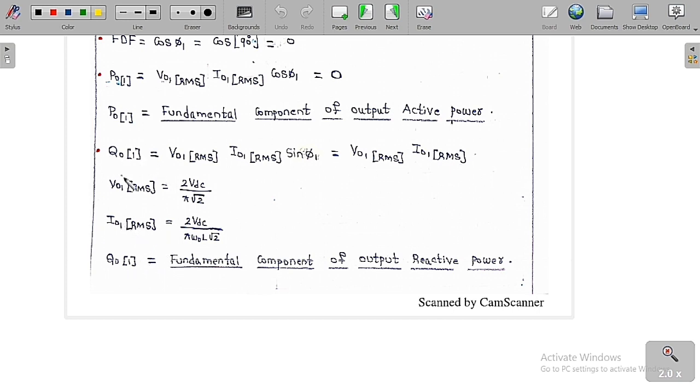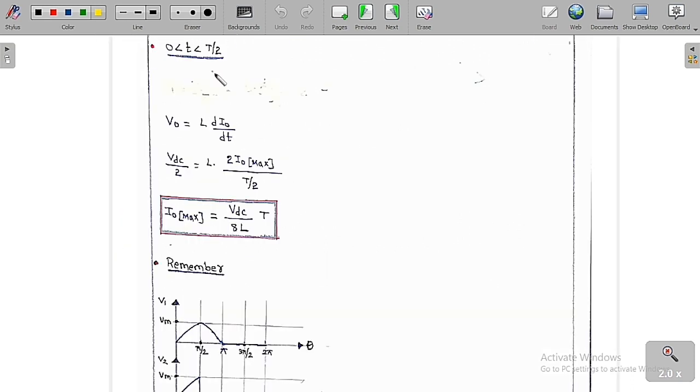So now this indicates the fundamental component of the output reactive power. From 0 to T by 2, we can say clearly that the output voltage is equal to VDC by 2 in this region. From 0 to T by 4, D1 is conducting, and from T by 4 to T by 2, S1 is conducting. So therefore the output voltage is always equal to VDC by 2.